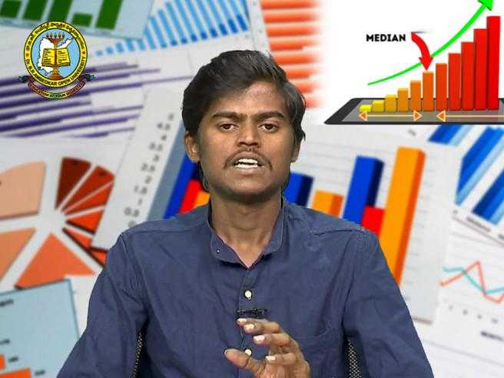Next topic, central tendency. Measures of central tendency are divided into two types. First one is measures of central tendency, second one is measures of dispersion. Measures of central tendency have five types: mean, median, mode, geometric mean, harmonic mean. Okay, now today's topic is median.